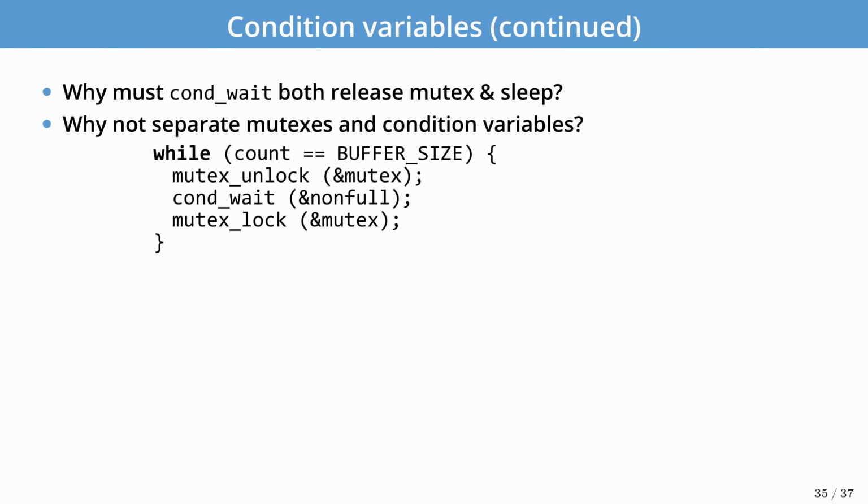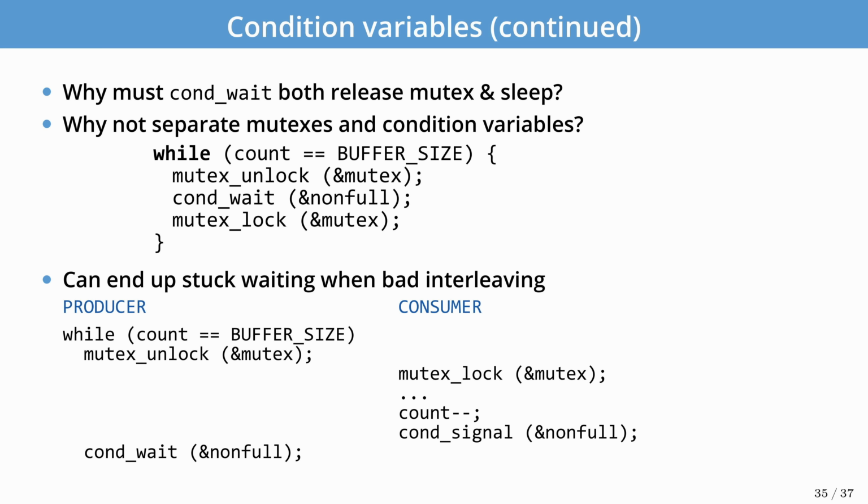So let's dive into why each of these things is the case. Why is it that condition wait releases the mutex and sleeps atomically? Well, if we try to do these things separately, what could happen? Here, I call mutex unlock, and I have a wait that doesn't release the mutex atomically. And then I try to reacquire the lock. What could go wrong?